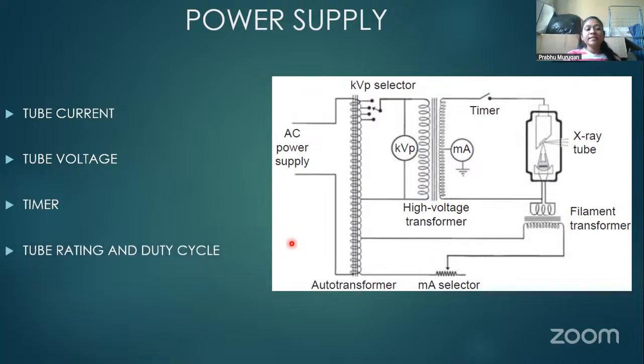Okay. And next is your tube rating and duty cycle. These two imply one important thing, that is successive radiation. Now we have taken one X-ray. You need to know when you have to take the other X-ray, right? For that, the entire setting has to change, right?